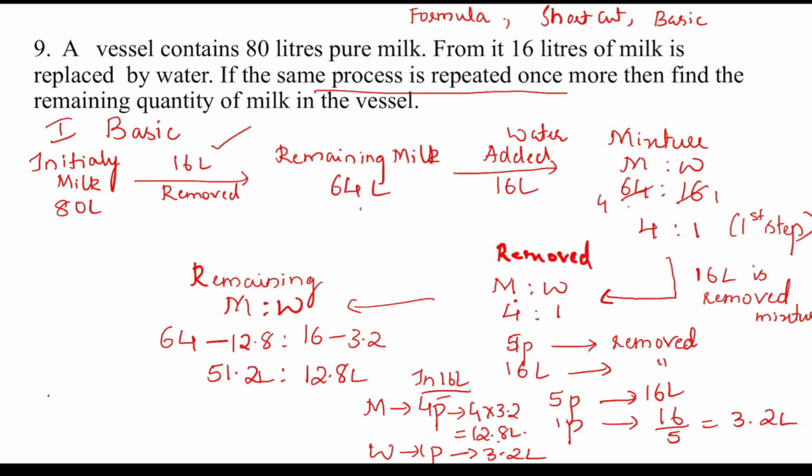So what is asked? Find the remaining quantity of milk in the vessel. So the remaining milk in the vessel now is 51.2 liters. Okay, so this was the basic method. So let us see now the shortcut approach.